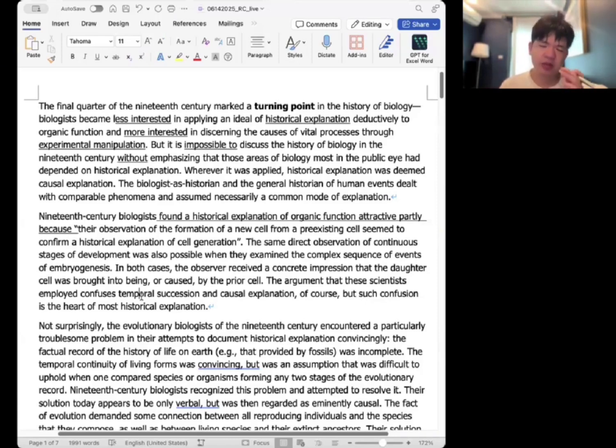Here, it mentions something that feels a bit off. Just because one thing happens before another, you can't treat it as a cause and effect relationship. Actually, that's exactly what the sentence means. But this kind of conceptual substitution, this kind of confusion is really at the core of most historical explanations.